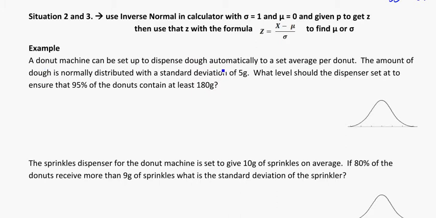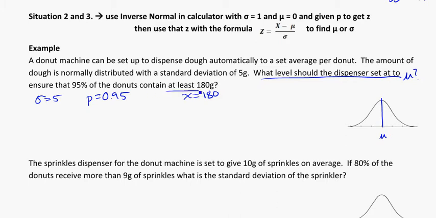A donut machine can be set up to dispense dough automatically to set an average per donut. The amount of dough is normally distributed with a standard deviation of 5. Okay, so sigma equals 5. What level should the dispenser be set at to ensure that 95%, so 0.95, of the donuts contain at least 180 grams? So that at least 180 grams, that's the x value. And what level? That's the average, so it's set to an average. That's the mean that we're looking for. So we don't know the mean, that's unknown to us. Our standard deviation is 5, and I want 95% containing at least.